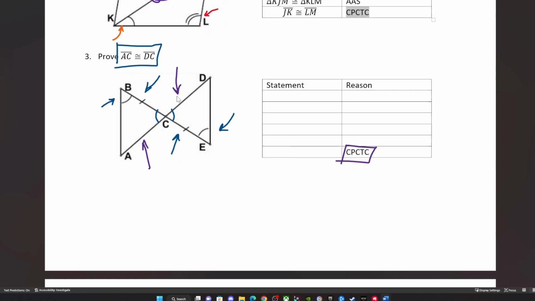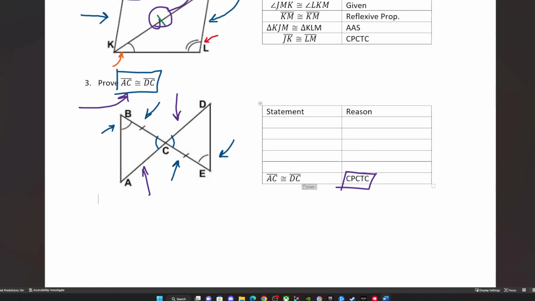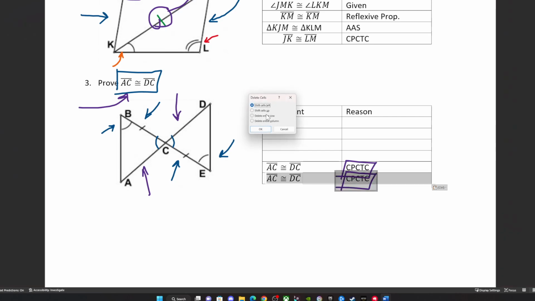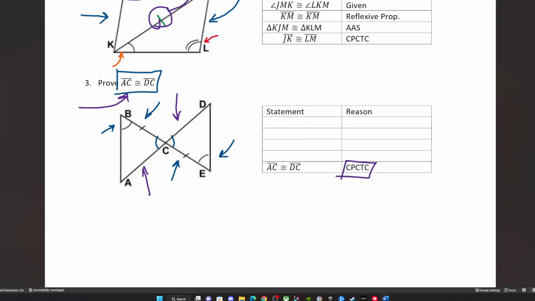But this last statement, which is this one, we can only make once we have shown that the triangles are congruent. So you want to take this last statement and write it right here at the end once you have shown that the triangles are congruent. And I think I kind of did the same thing as in the other one. And that would be it. That would be proof number 3.